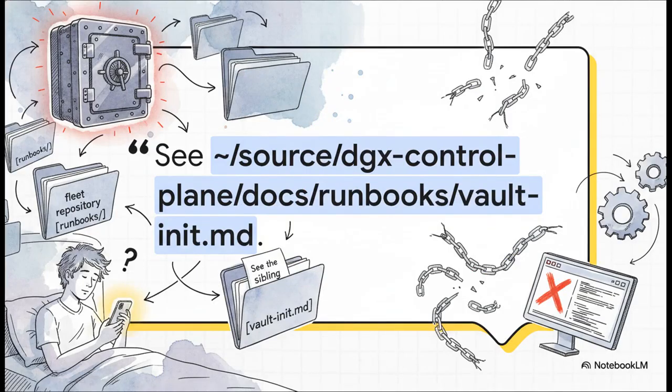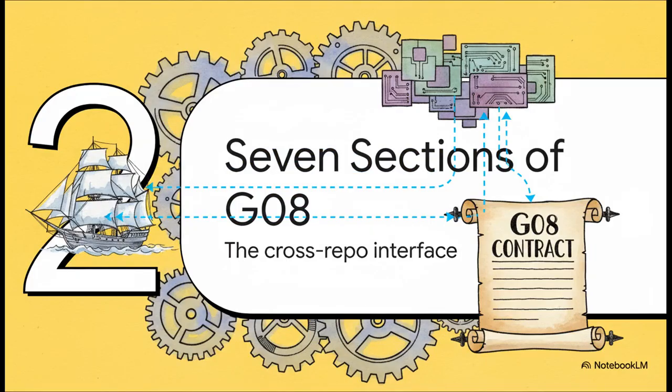To put that into perspective operationally, imagine you're an operator. Your pager goes off at 3 a.m. because Vault is sealed. You groggily open the fleet repo to find the runbook, and all it says is this one line: "See the sibling directory." Yeah, a completely useless stub pointing to a file that might not even exist on your local laptop. If you didn't have that exact sibling path set up, well, you were flying blind at 3 in the morning. Absolutely brutal. That brings us to Section 2.